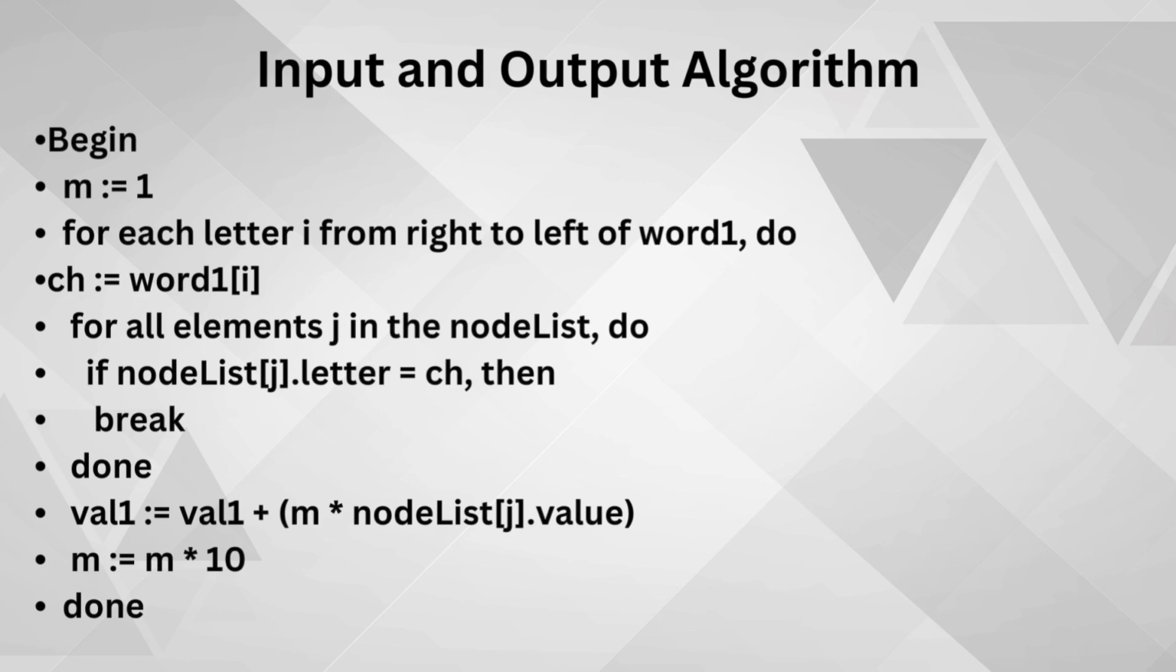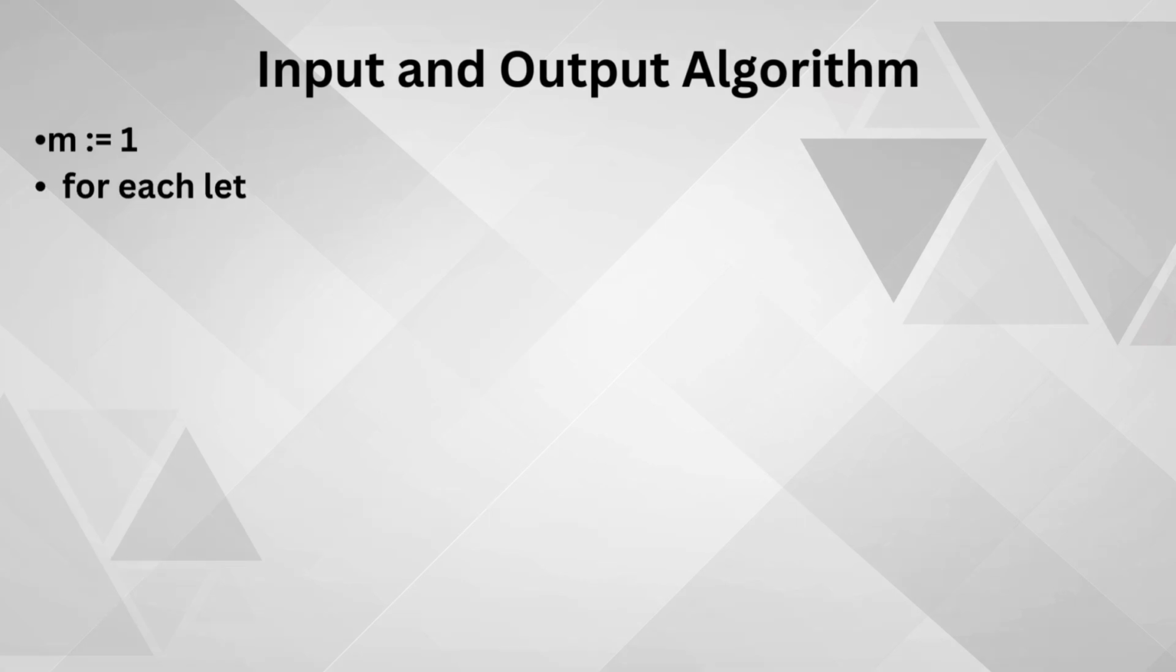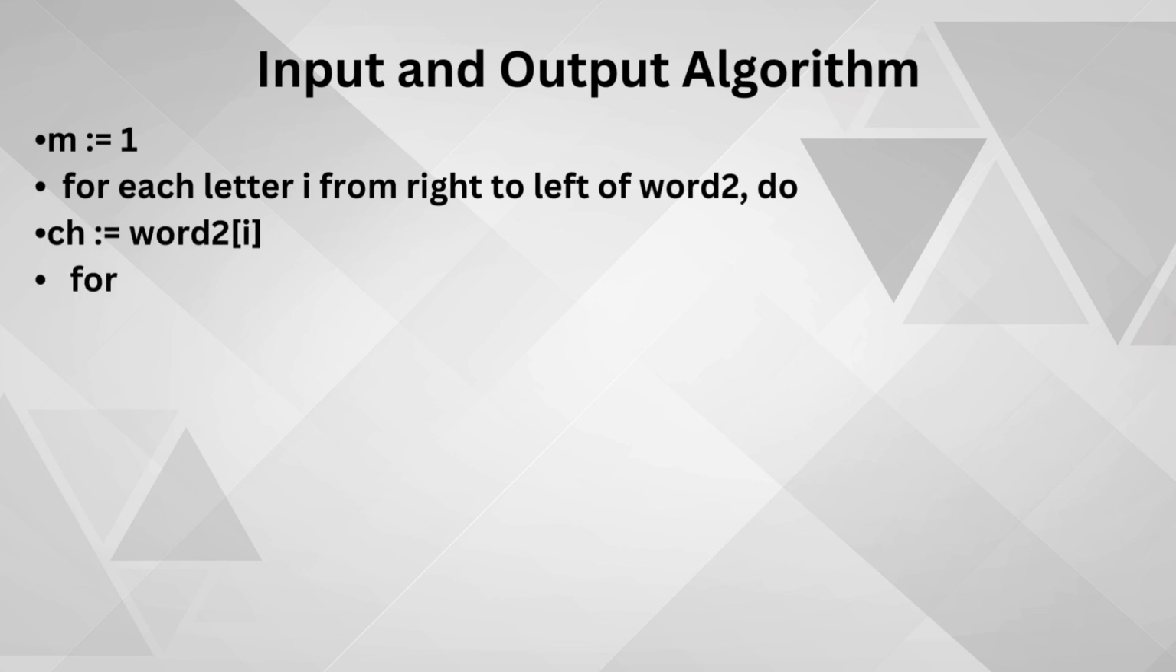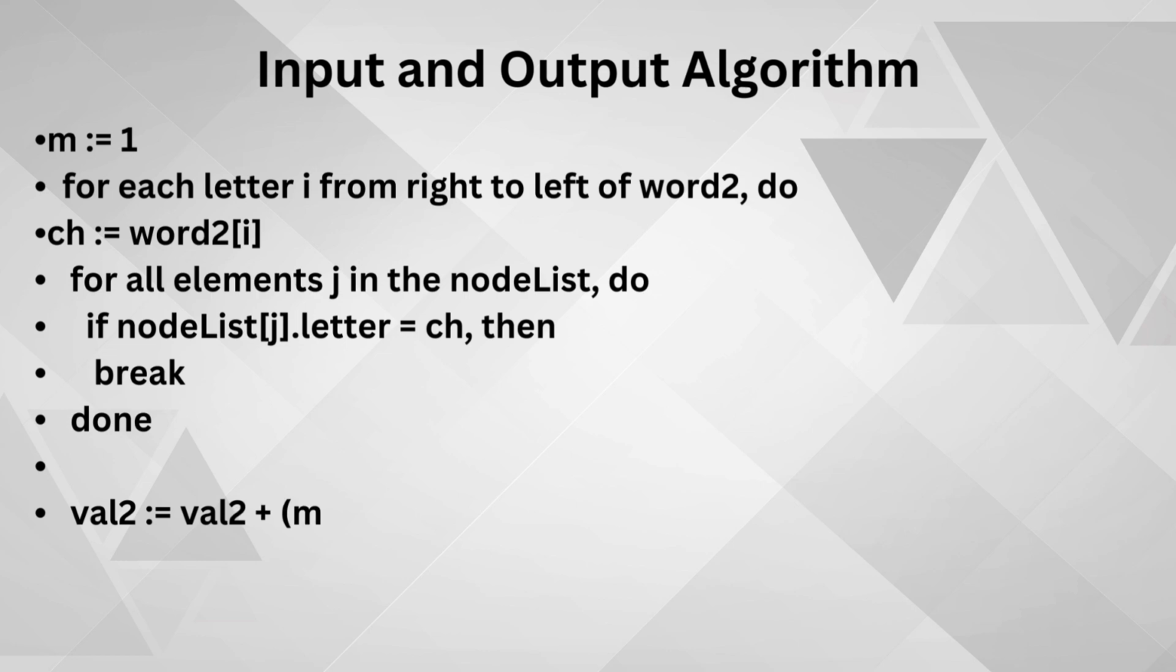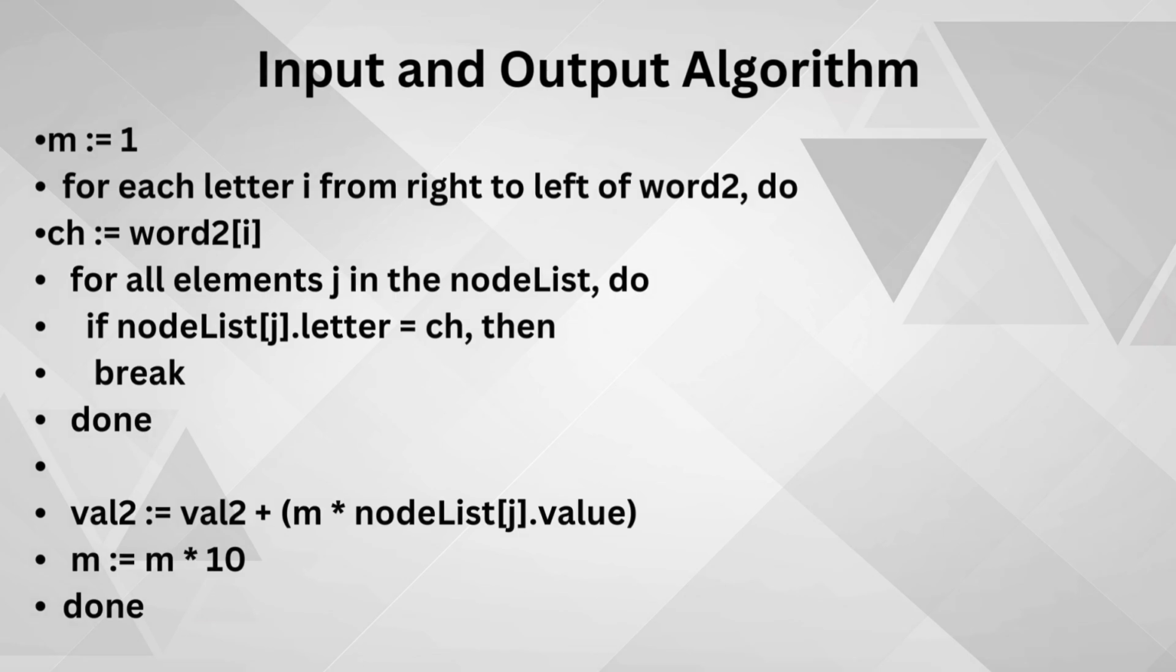Done. m = 1. For each letter i from right to left of word 2, do: character = word 2[i]. For all elements j in the node list, do: if nodelist[j].letter is equal to character, then break. Done. value2 = value2 + m * nodelist[j].value, m = m * 10.